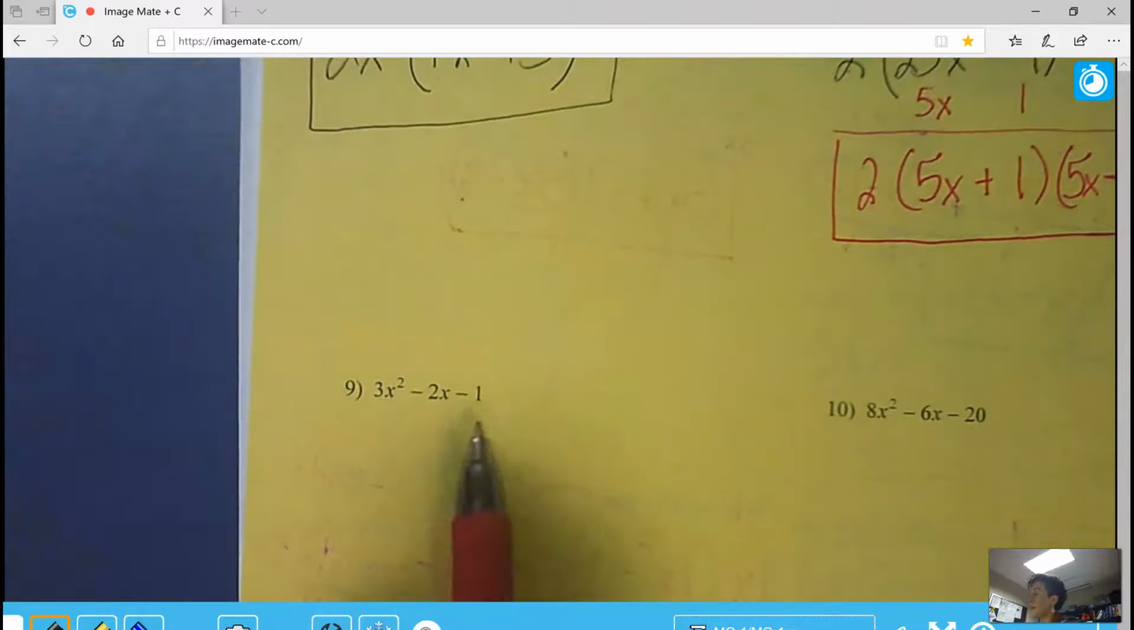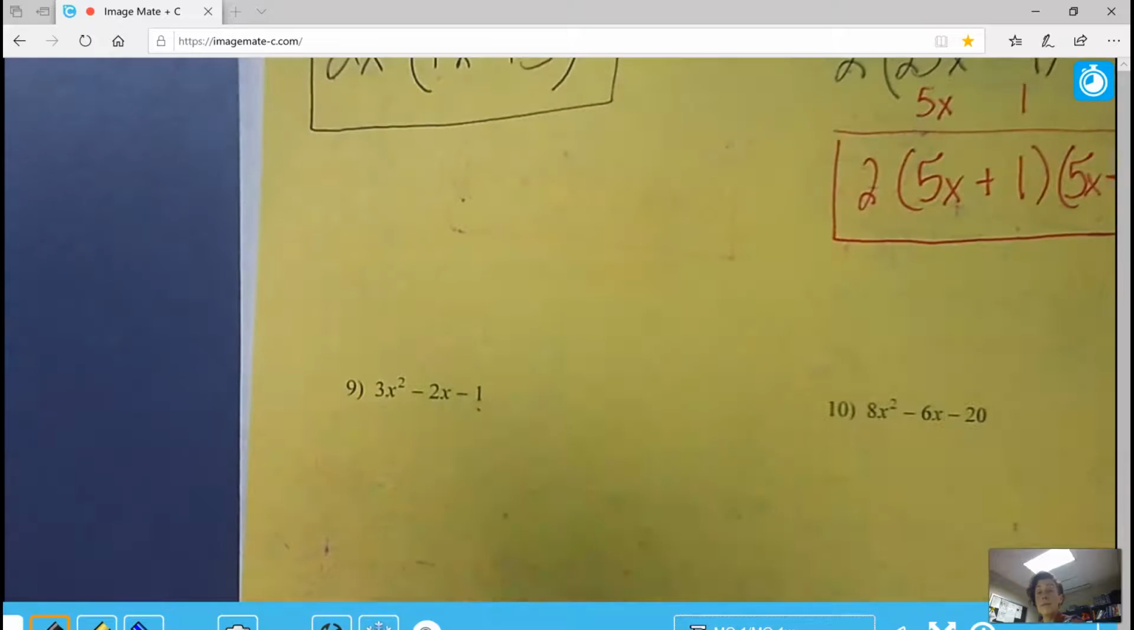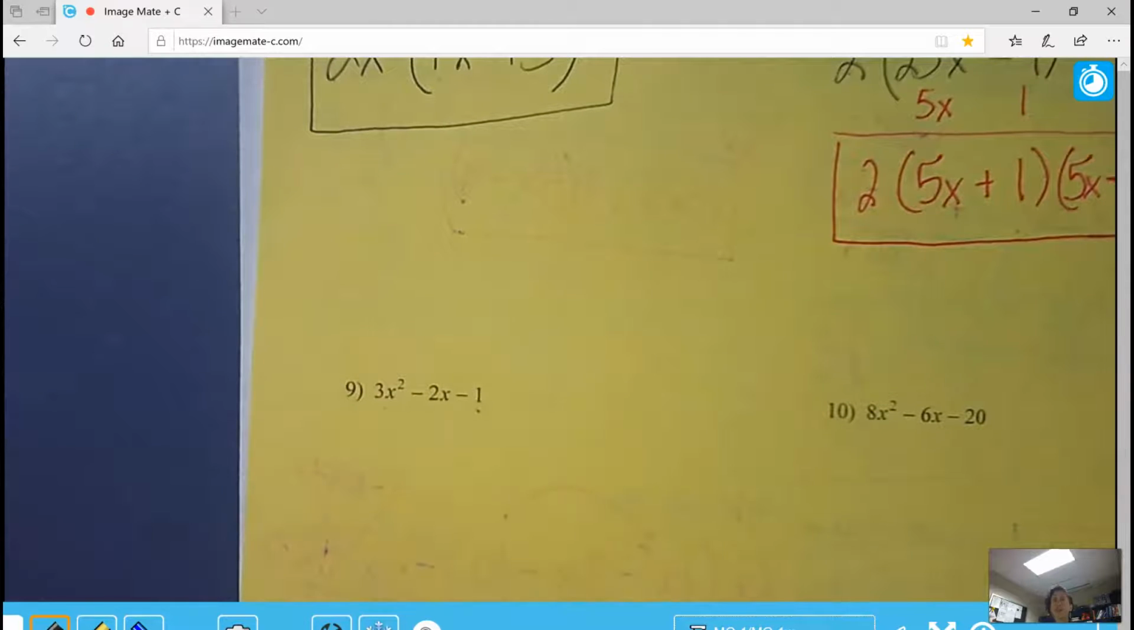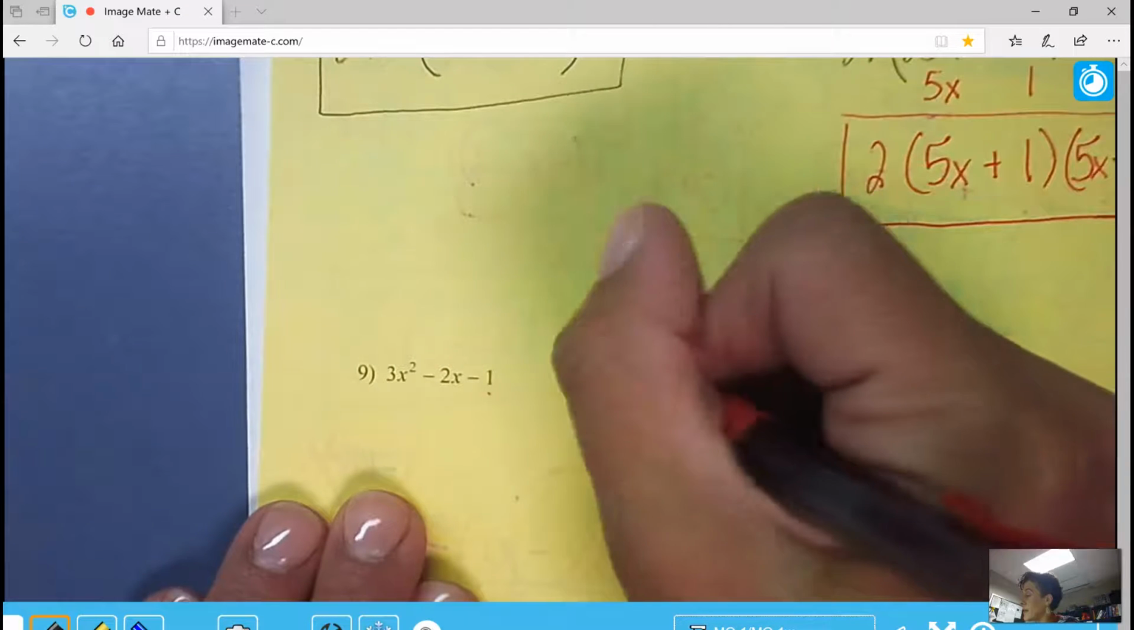All right, let's go to number 9. So looking for a GCF, smallest number is 1. Okay, I can take a 1 out. Can I take an x out? No. So as far as GCF goes, when it's only 1, you don't need to do it. It won't help you.